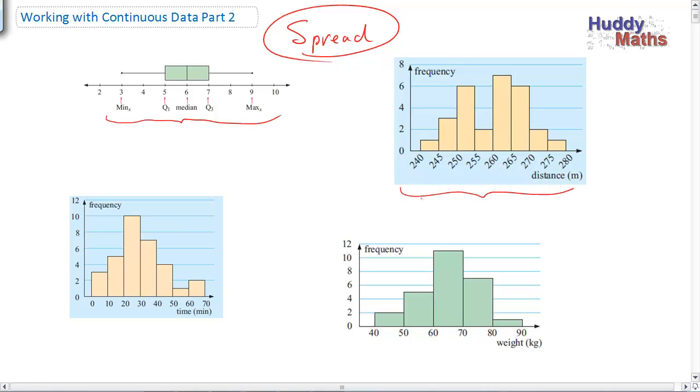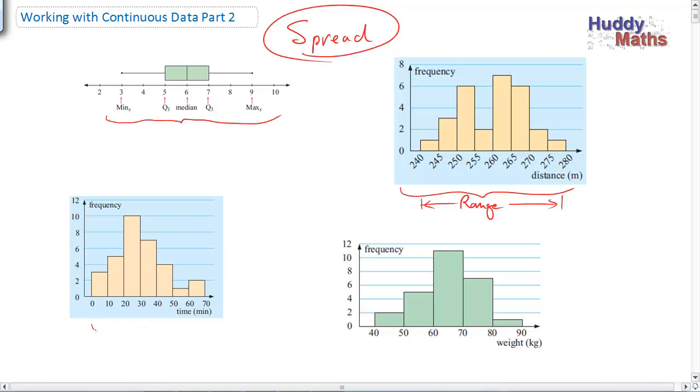Would it be practical to take the range, the max minus the min, the range in there? Would that give the correct impression if you're just quoting that one statistic? Remember, a statistic is a value calculated from a data set to indicate something. We've had mean, median and mode for the centre. Now we're looking at range and a couple of other things as well.